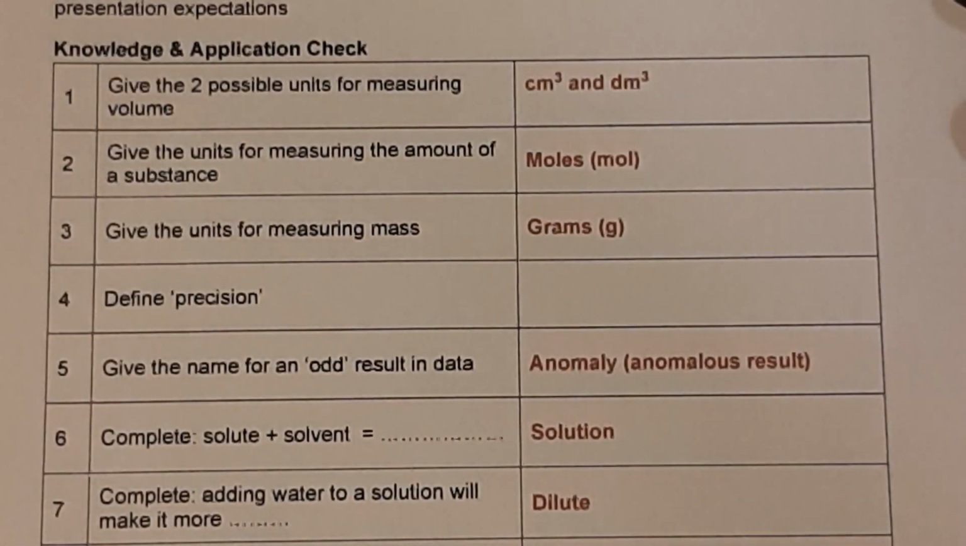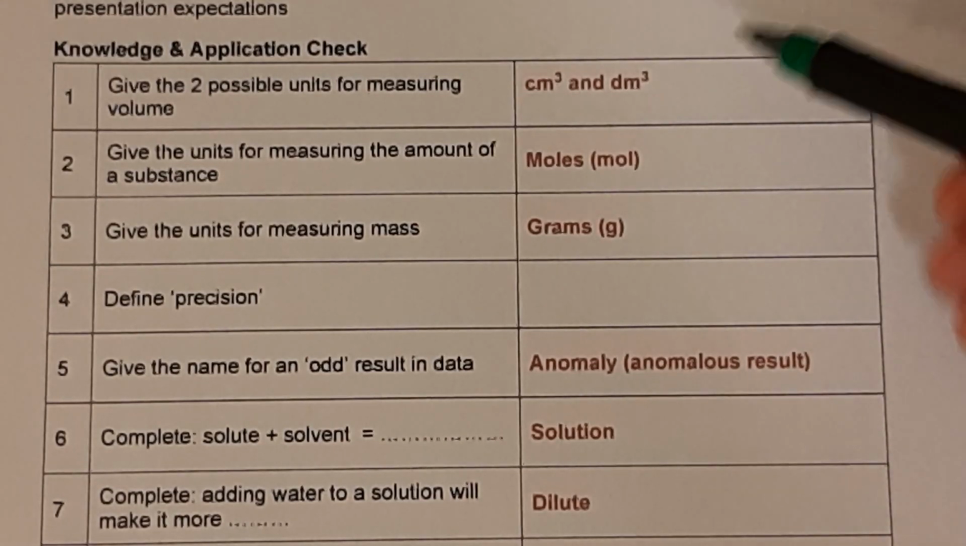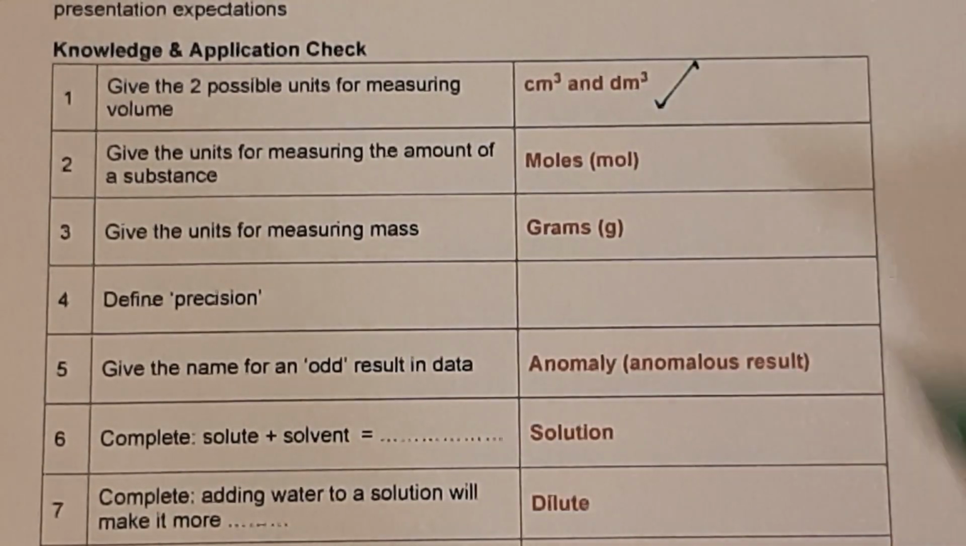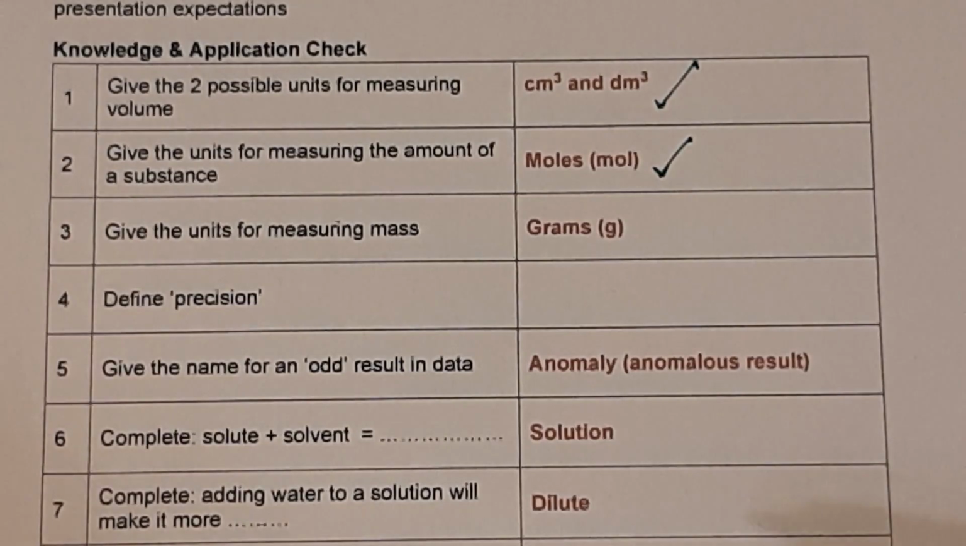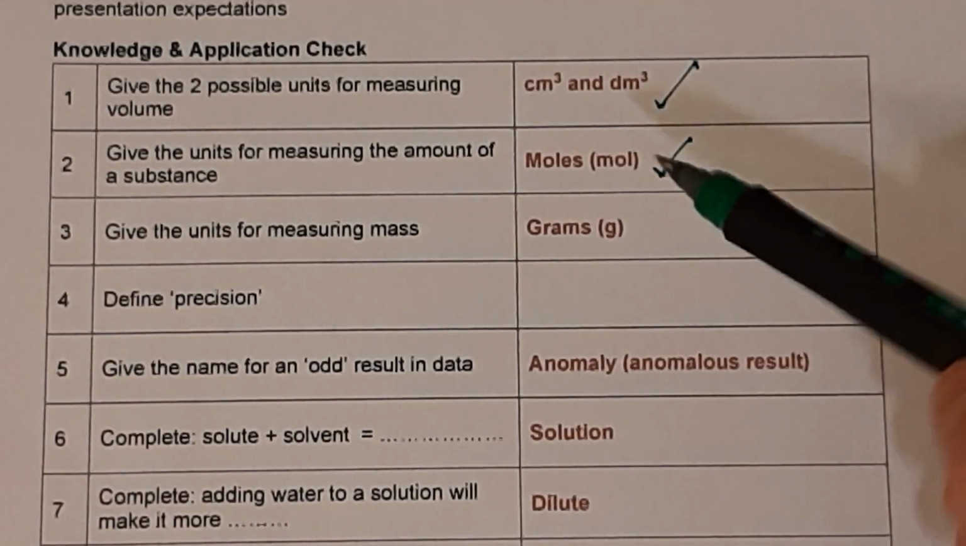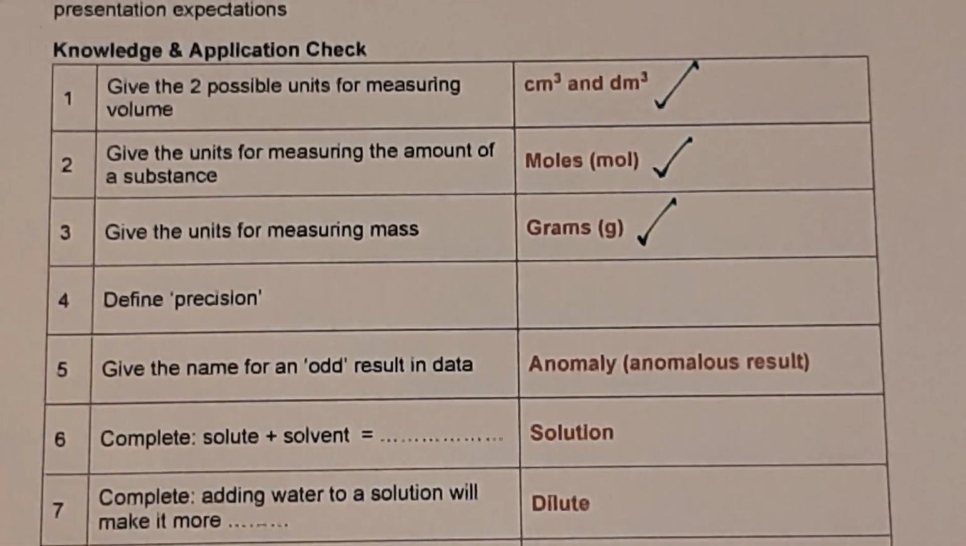Question 1. Give 2 possible units for measuring volume. Well, we should know these by now. It's centimetres cubed and decimetres cubed. Question 2. Give the units for measuring the amount of a substance. Well, that's moles, or mole is the short version. Give the units for measuring mass. That's grams, or g, lowercase.